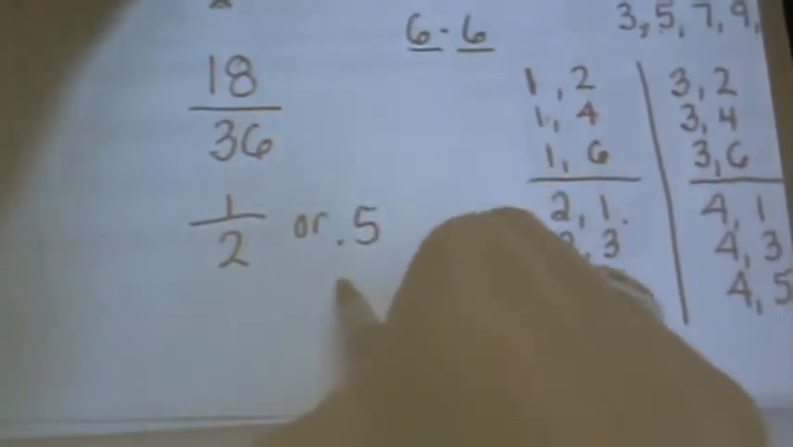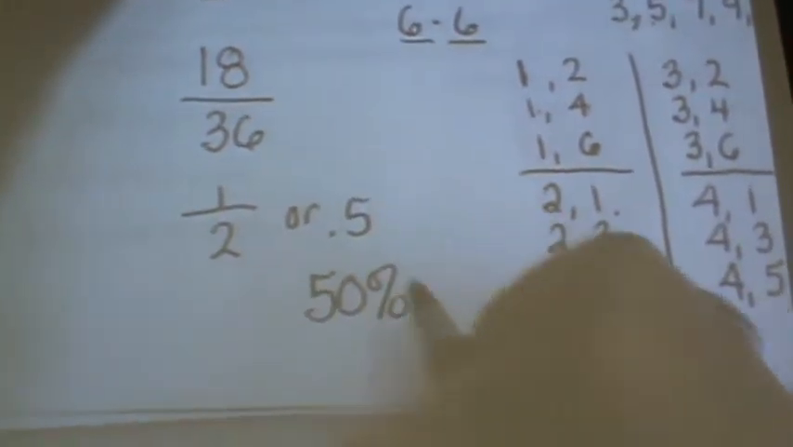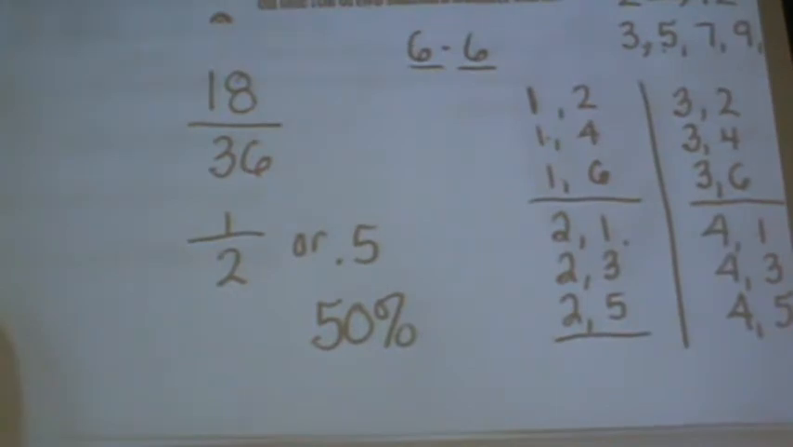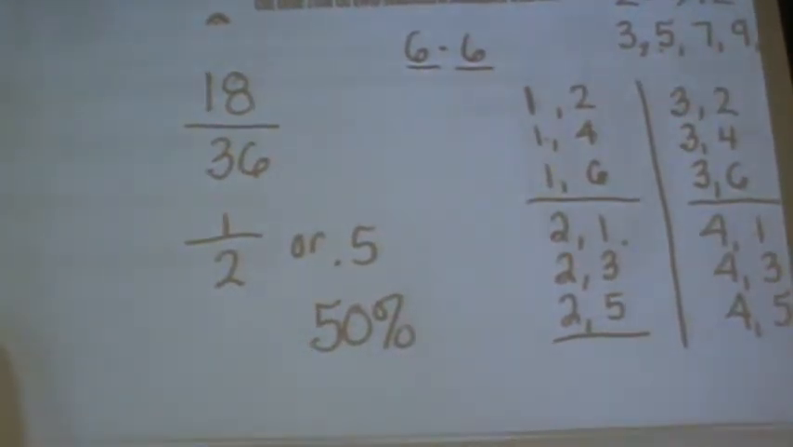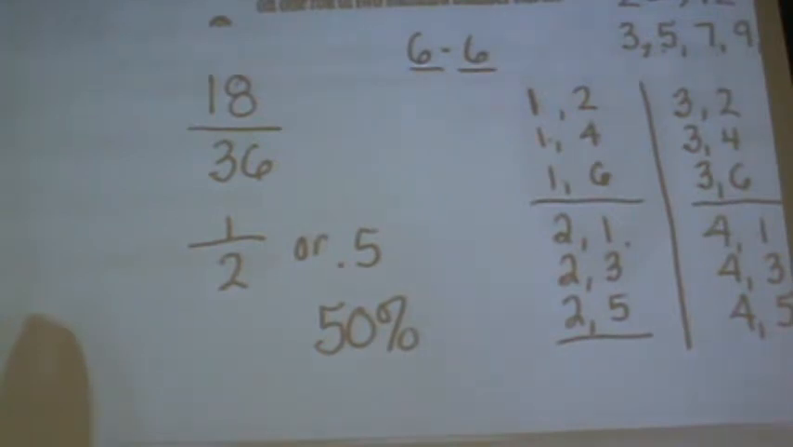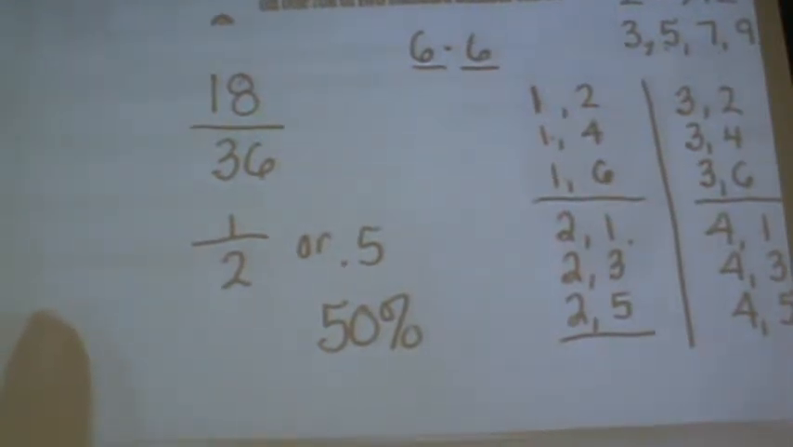So how can you write 18 over 36 differently? 1/2, or 0.5, or you can write 50%. Questions?